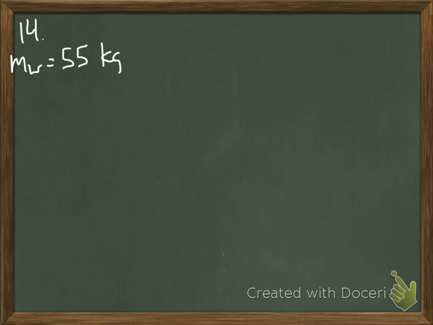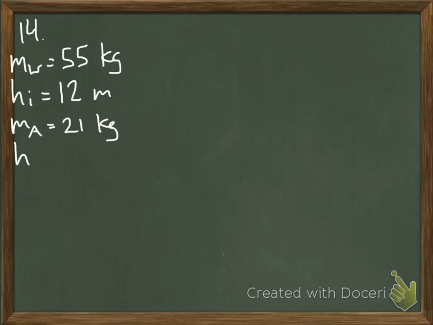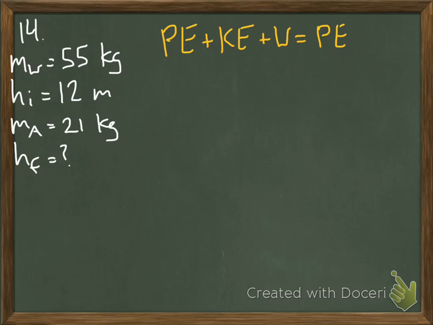We're given the mass. We're also given the initial height. We're given the mass of the antelope. So m sub w is the mass of Miss Watson, and m sub a is the mass of the antelope. And then the final height is what we're solving for. Well, let's look at our conservation of energy here. What are we starting with? What are we ending with? This one's kind of fun.